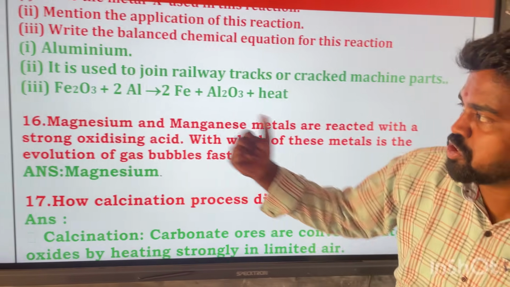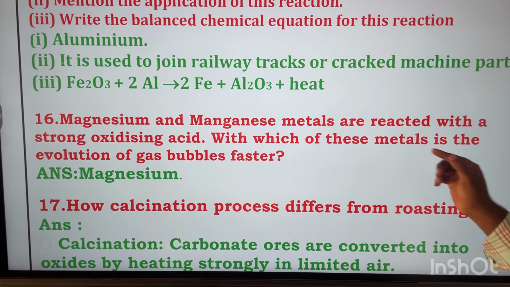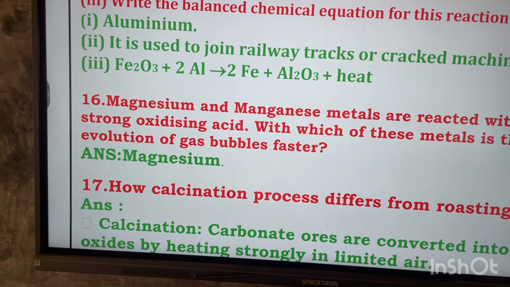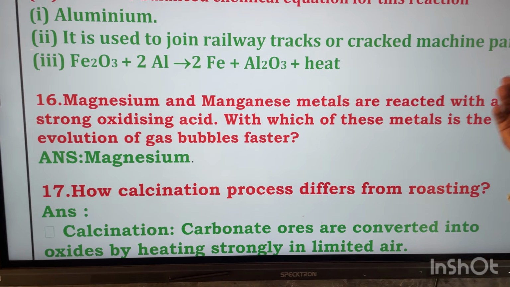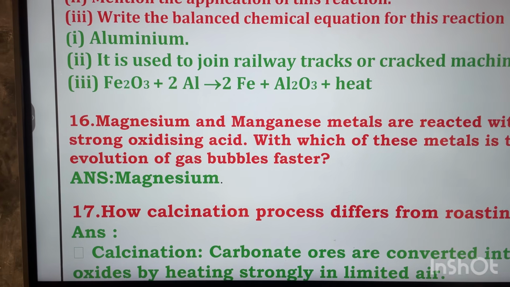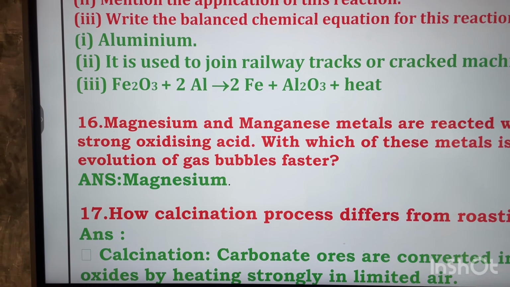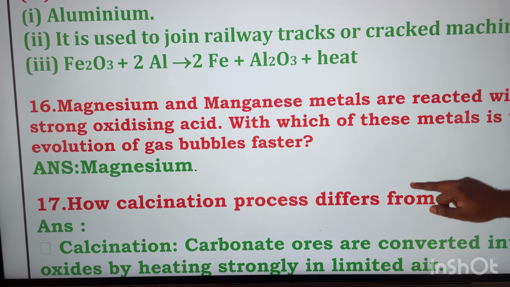Next question, 16th question. Magnesium and manganese metals react with a strong oxidizing acid. With which of these metals is the evolution of gas bubbles faster? We observed that magnesium and manganese evolve the gases fast. Magnesium is important for this examination.